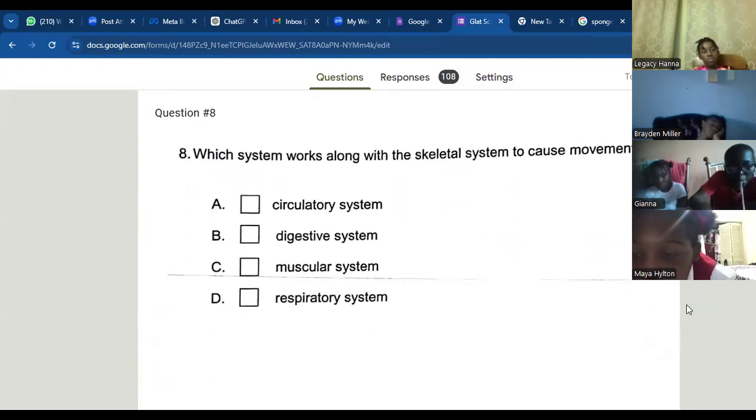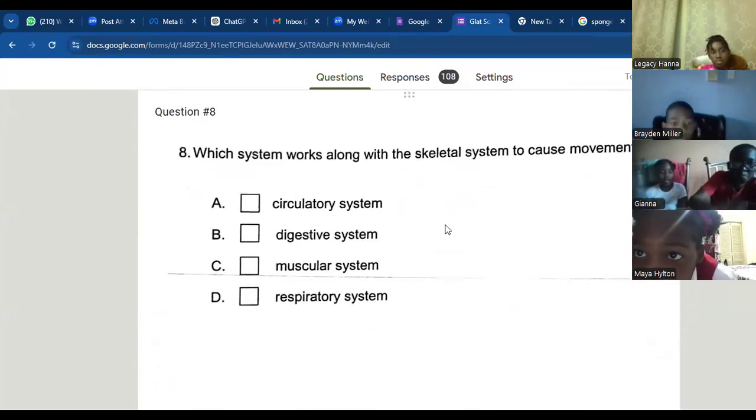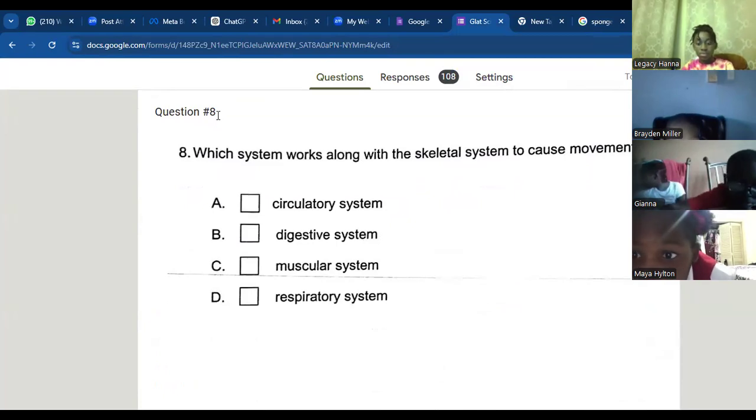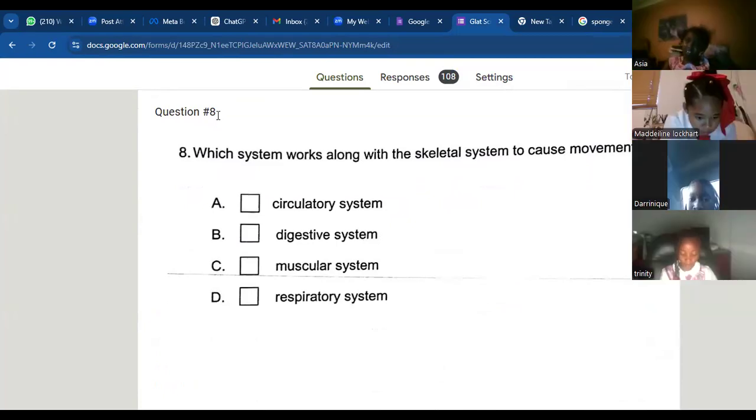Number 8. Braden, read number 8 for me. Which system works along with the skeletal system to cause movement? A. Circulatory system. B. Digestive system. C. Muscular system. D. Respiratory system. Very good. Put the correct answer in the chat for me, please. Which system works along with the skeletal system to cause movement? Put your answers inside the chat for me.